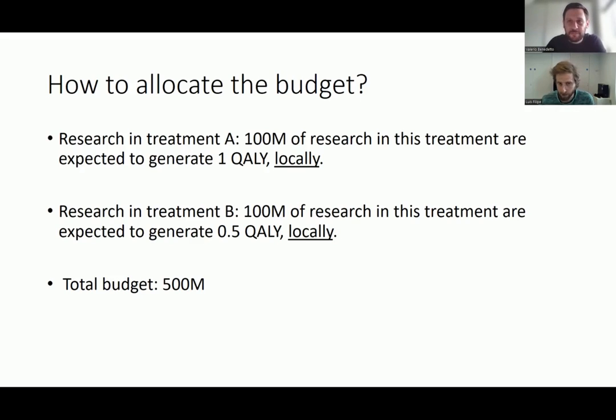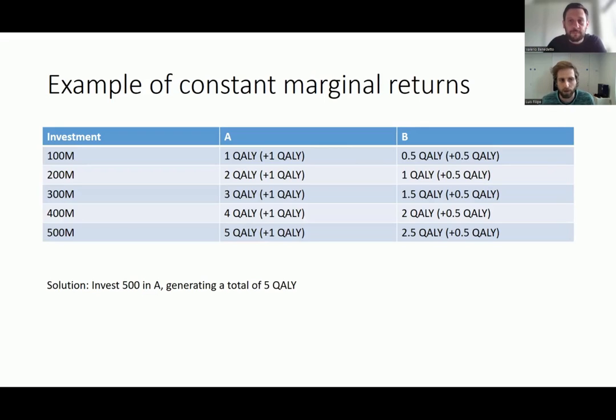But let's first play naive, and let's say that every 100 million gives me one quali in A and only 0.5 in B. Then I'll put everything in A, and I will get 5 qualis. Whereas if I'm putting everything in B, for instance, I'm getting 2.5, so it's not worth it. Every 100 million is better in A.